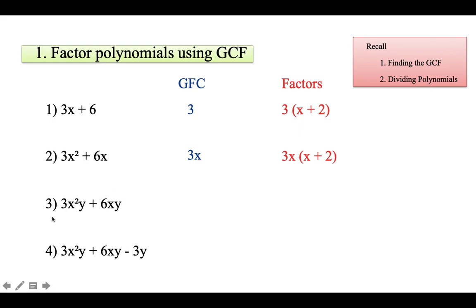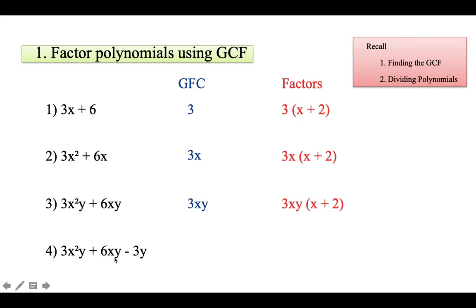So in given number 3, 3x squared y plus 6xy, the GCF is 3xy. So just write this GCF since it is one of the factors, then divide: 3x squared y divided by 3xy, and you will get x; 6xy divided by 3xy, and you will get positive 2. So the factors are 3xy times quantity x plus 2.